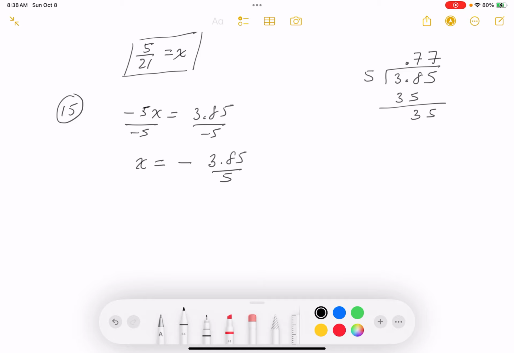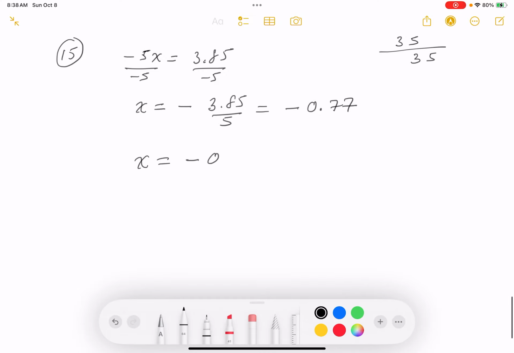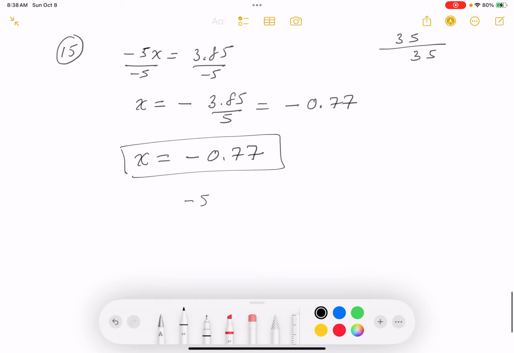So what do you get there? 0.77. Let me write this down for you. Minus 0.77. x equals minus 0.77. Put a box around that. Again, I want to see if it's right. Someone said write down anything you want. See if it's right. So minus 5, minus 5x, I'm sorry.